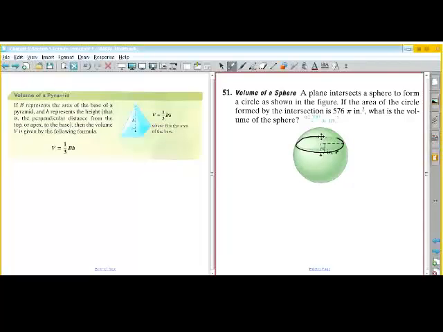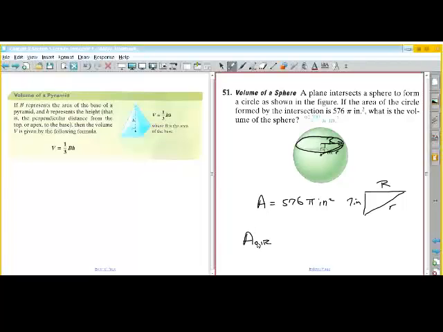So again, what we're doing is you've got this circle right here, and we know the area of that circle is given to be 576 pi inches squared. And we have this triangle that I've created. This is the radius of the sphere. This is 7 inches. This, we'll call capital R. That's the radius of the circle that we have here. So that's the radius of the circle. This is the radius of the sphere.